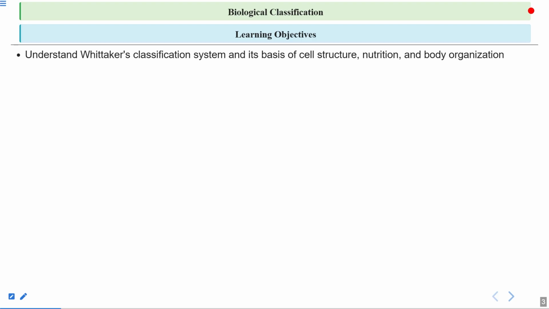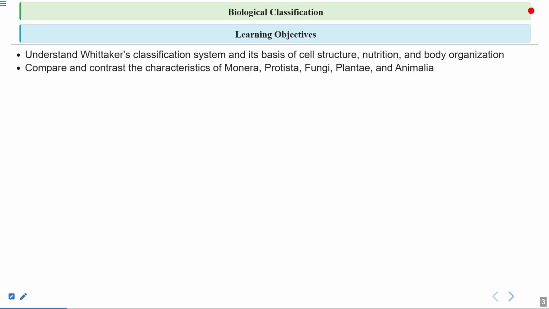So let's begin with the learning objectives now. First, we will understand Whittaker's 5 kingdom classification, and we'll also understand the criteria for it, which means how Whittaker classified the different living organisms into various kingdoms. What was the basis which Whittaker used for classifying different organisms into these different kingdoms.